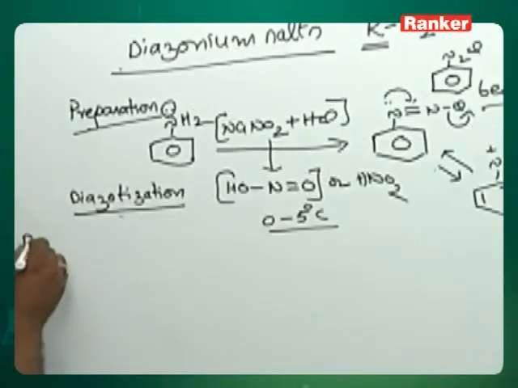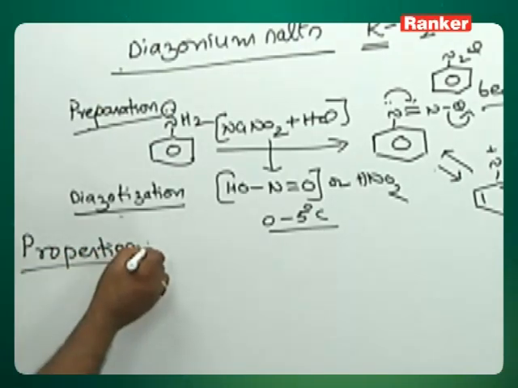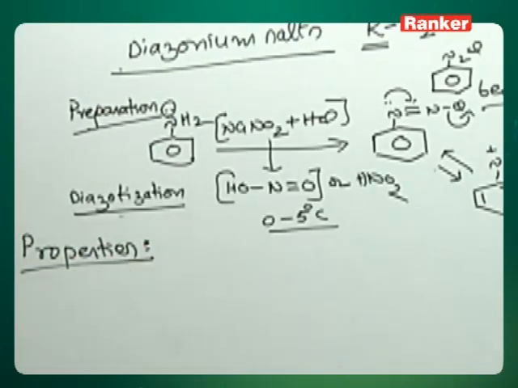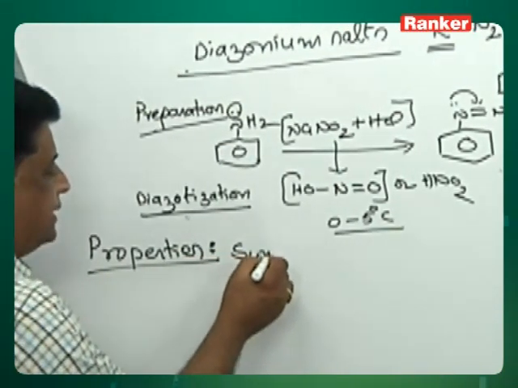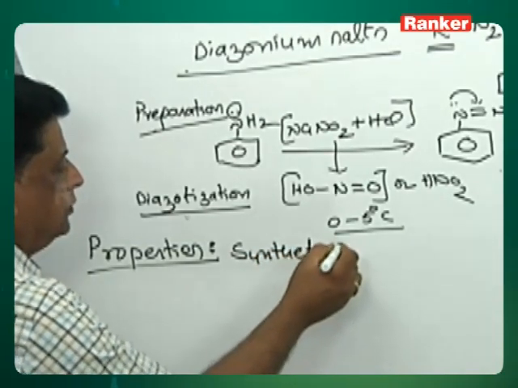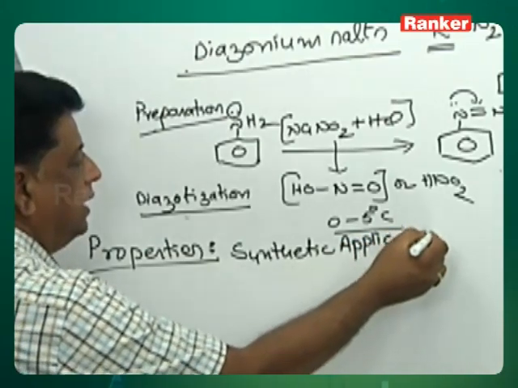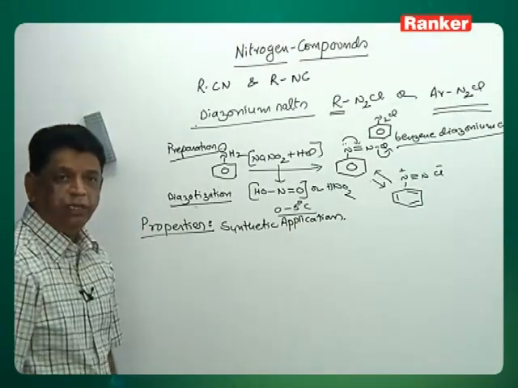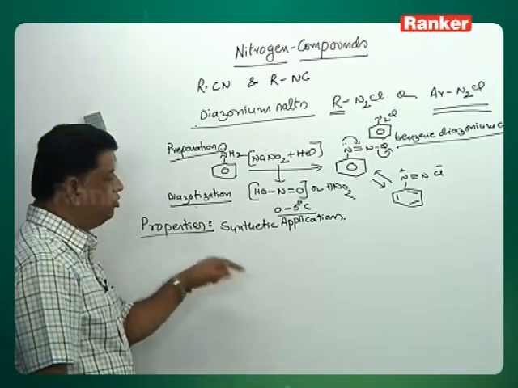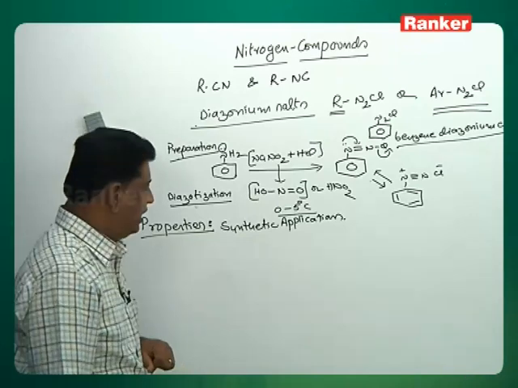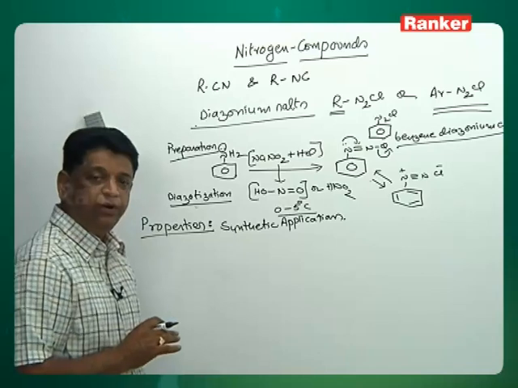Now, the properties of these diazonium salts. All these properties may also be listed as the synthetic applications. Synthetic applications of diazonium salts is nothing but the properties of diazonium, because every reaction happens to be a useful reaction in the synthesis of different organic compounds. Now, the reactions can be broadly classified into 2 types.